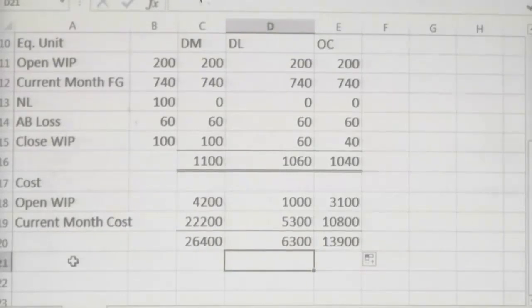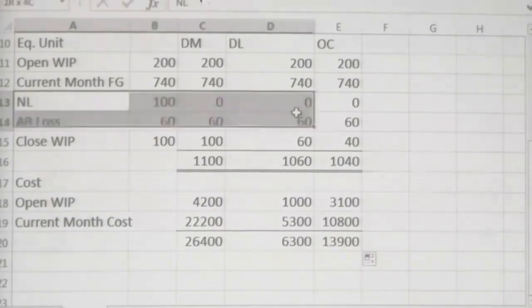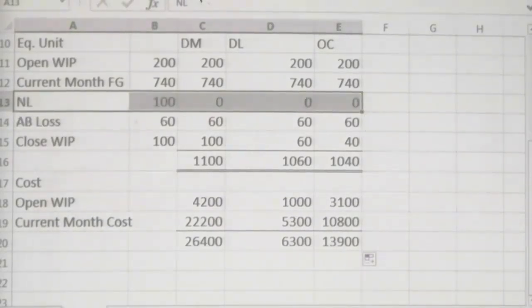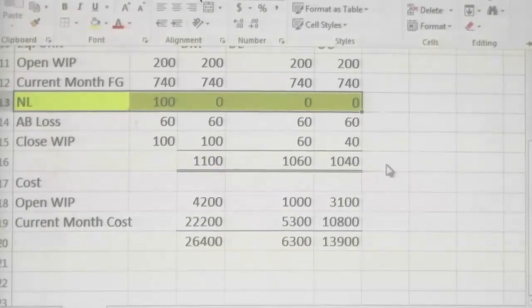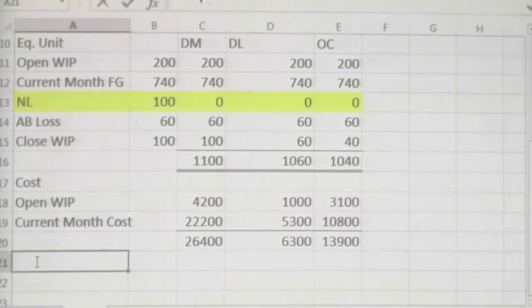But don't forget, here you have eliminated normal loss from the quantity. Can you see that? You have eliminated normal loss from the quantity, here 0. Therefore, you need to eliminate scrap value of normal loss from here.